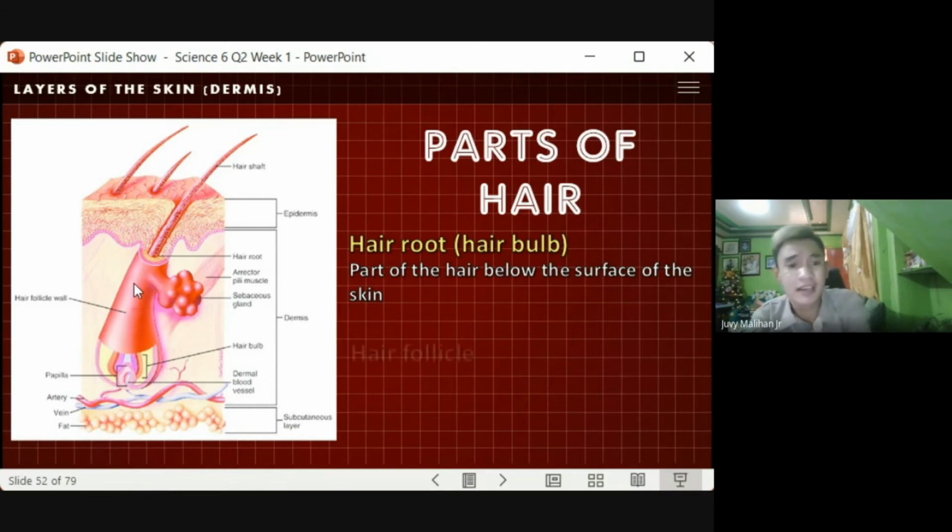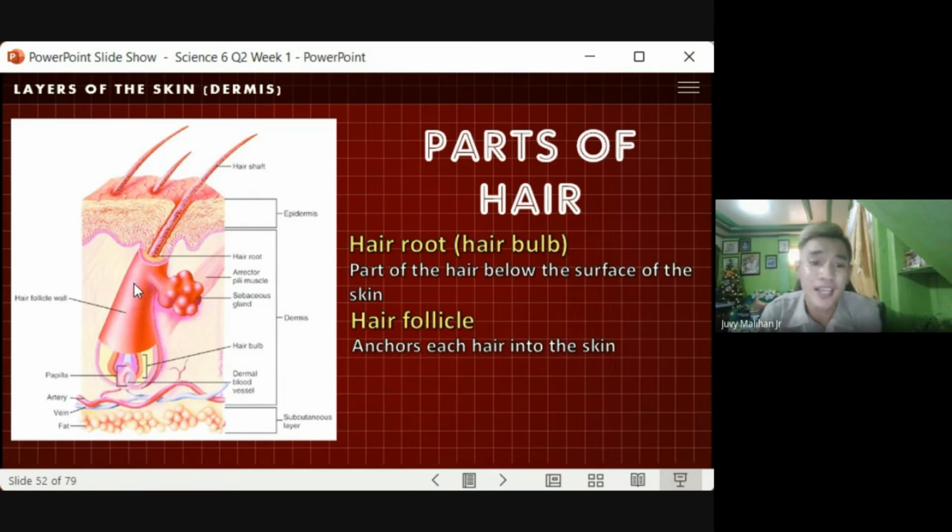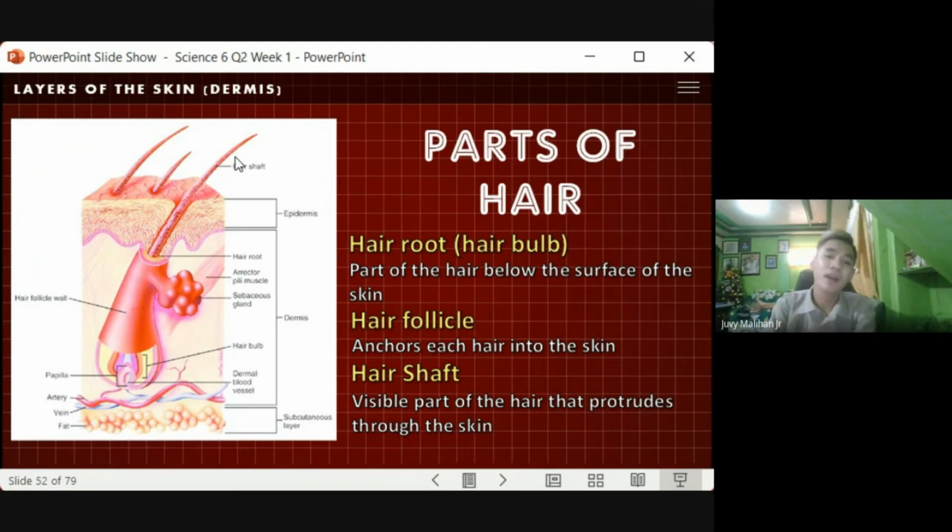And this hair follicle, class, anchors each hair into the skin. And from the hair bulb, class, and the hair follicle, of course, the hair will extend, and that is what we call now the hair shaft. Take note, the hair shaft is the visible part of the hair that protrudes through the skin. So that is the anatomy of the hair.